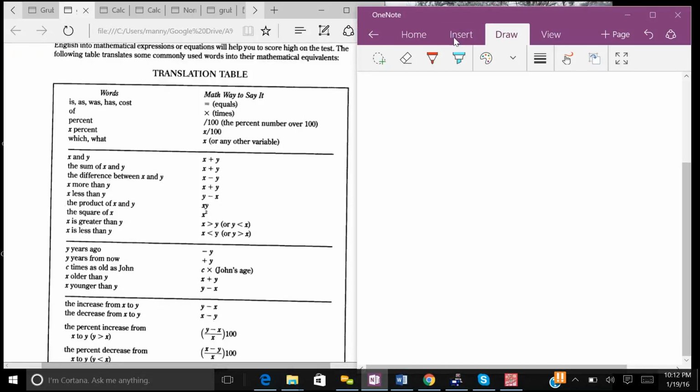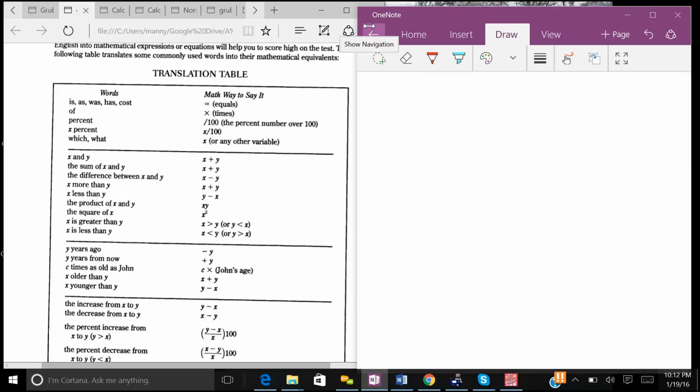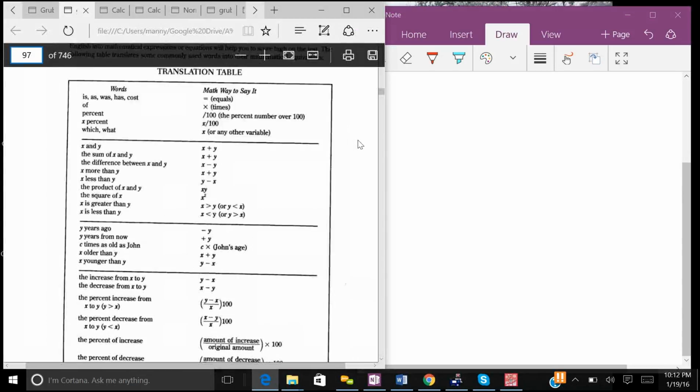All right. So first of all, I want to make sure that you know this translation table. Look through this. You should know everything here. You probably know most of these already, but you need to know everything here.